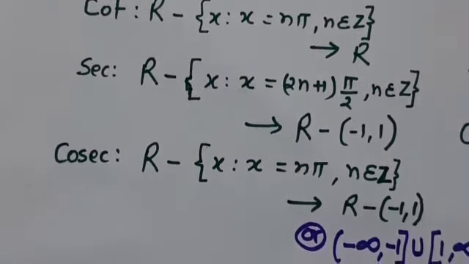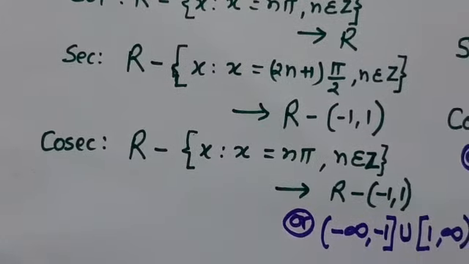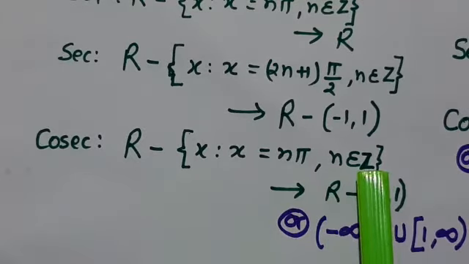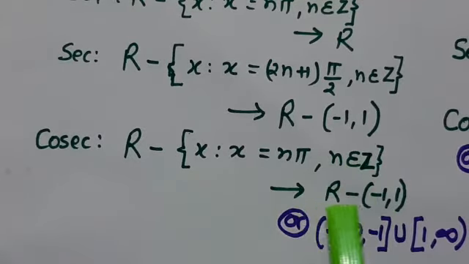Now come to the cosec x. This is the domain of cosec x, and this is the range: R minus, excluding -1 and 1. This can be written as -infinity to -1, where -1 is included and -infinity is not included, union 1 to infinity. It can be written in this manner also. This is the domain and range of cosec x.